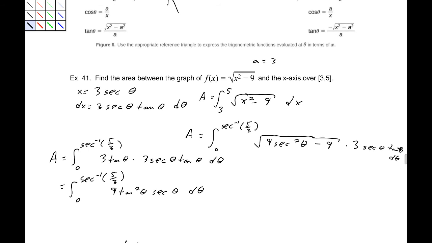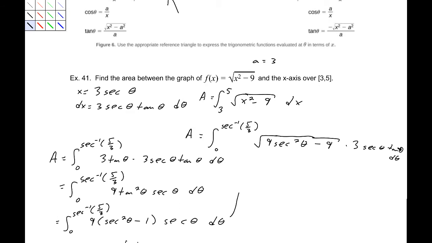And it would be a wise choice to probably convert that tangent into secants. So that will be secant squared minus 1. So 9 times the integral of secant squared minus 1 times secant, from 0 to secant inverse of 5/3. Okay, that'll be a secant cubed in there.